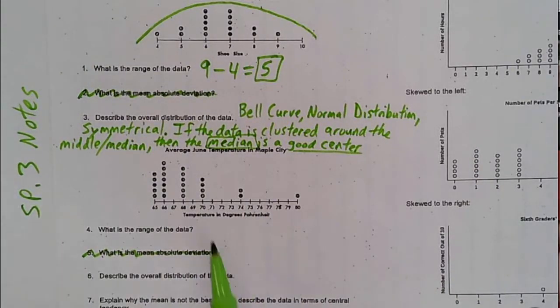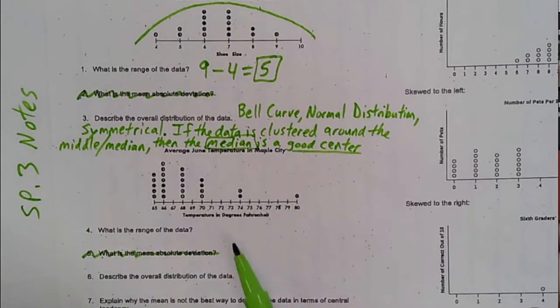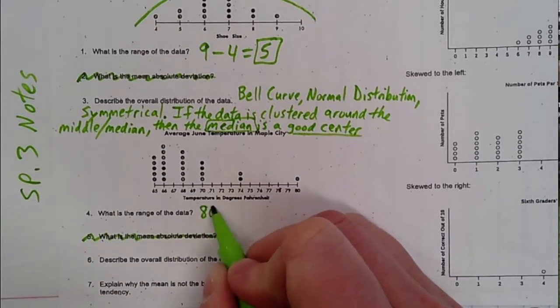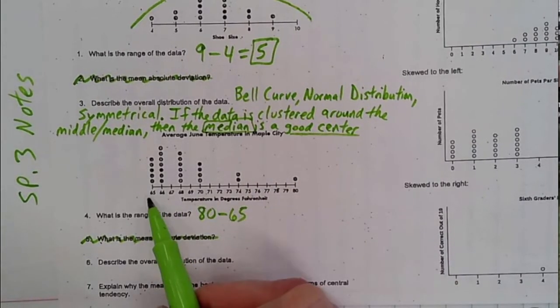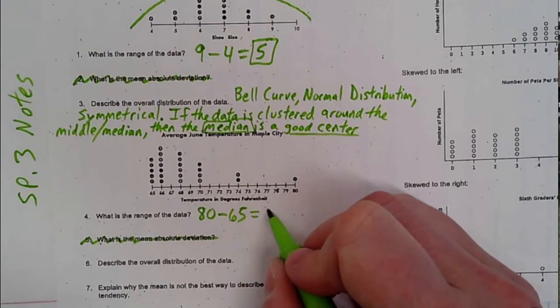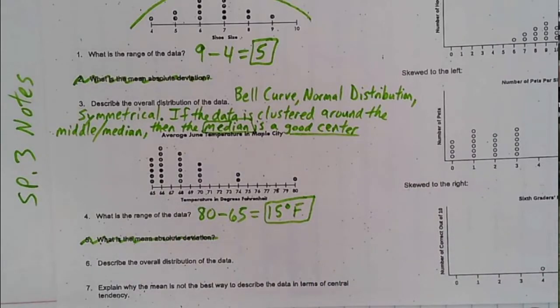The next one talks about average June temperature in Maple City. So the temperature in degrees Fahrenheit looks like 65, 66, a lot at 68, 70, 74. We have one here out at 80. So what's the range of this data? 80 is our largest number that we have a dot on, and subtract from 65. We actually have several times where it was 65 degrees. 80 minus 65 would be 15 degrees Fahrenheit for the range.